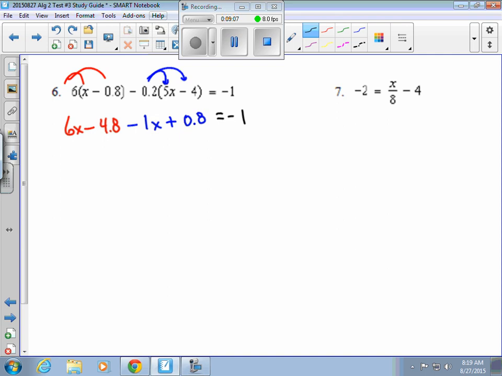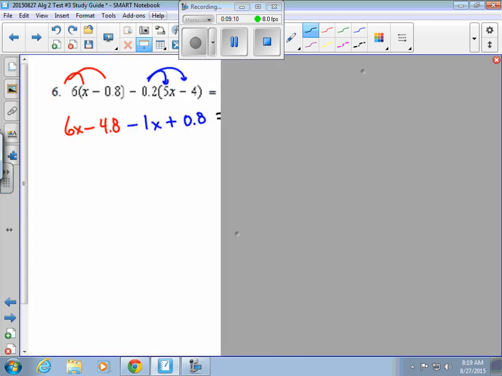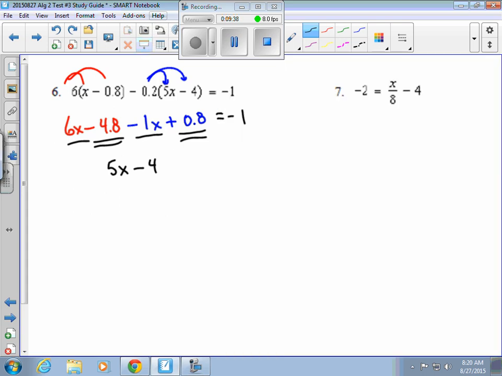Now you got a whole bunch of stuff on your left side. So just look at the left side. Don't go across the equal sign yet. And combine all of your like terms. 6x can be combined with negative 1x. 6 minus 1 is 5x. Negative 4.8 can be combined with positive 0.8. So you subtract them, negative 4.8 minus 0.8, and you get negative 4.0. Keep the sign of the larger number. So now we have a lot simpler looking problem: 5x minus 4 equals negative 1.